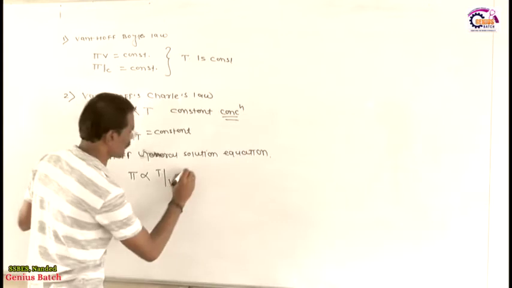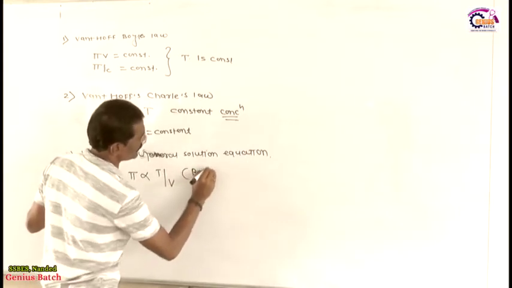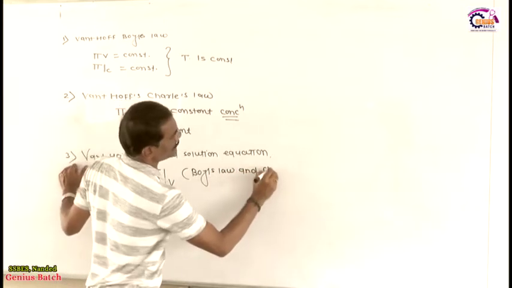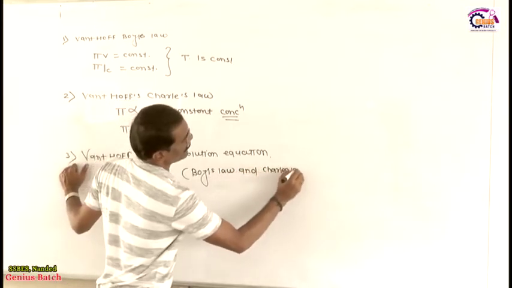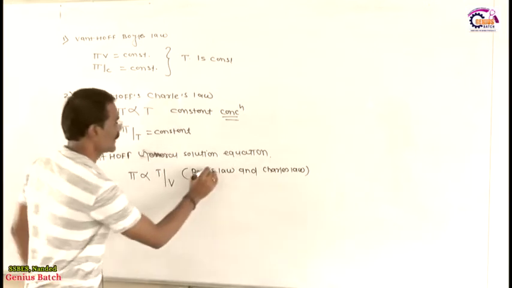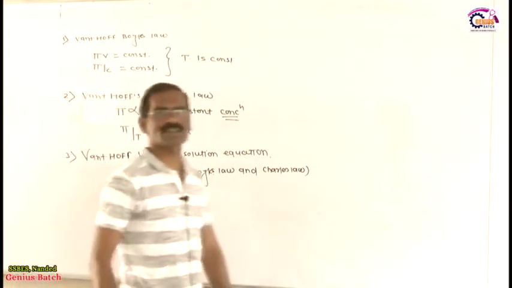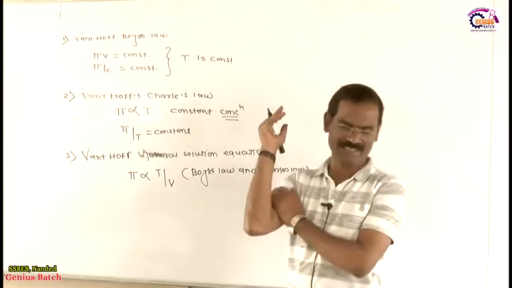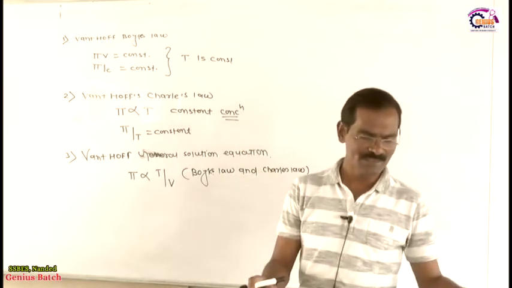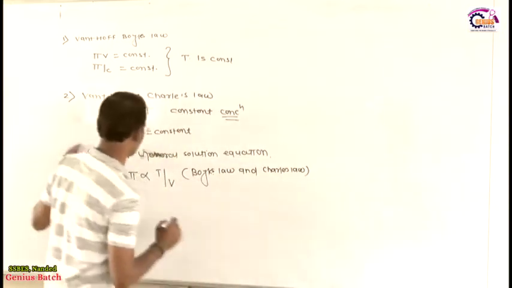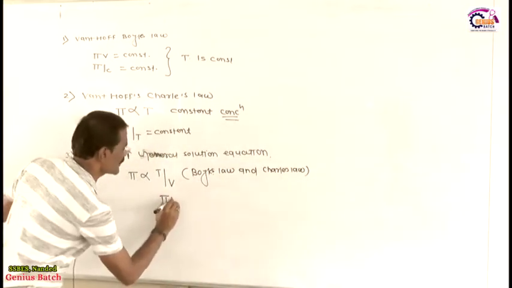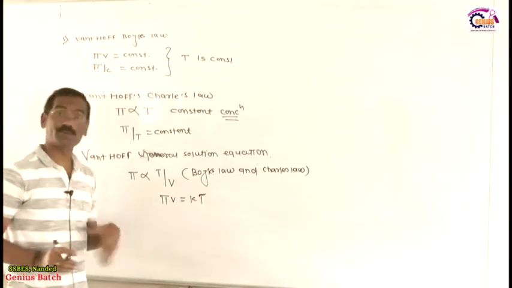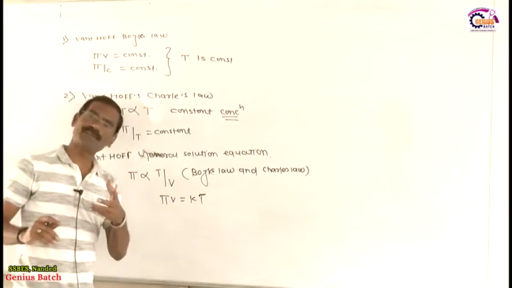This is a combination of Boyle's law and Charles law. So pi is directly proportional to T by V. Now dear friends, we say pi V is equal to kT, where k is the proportionality constant, like pi V is equal to nRT.